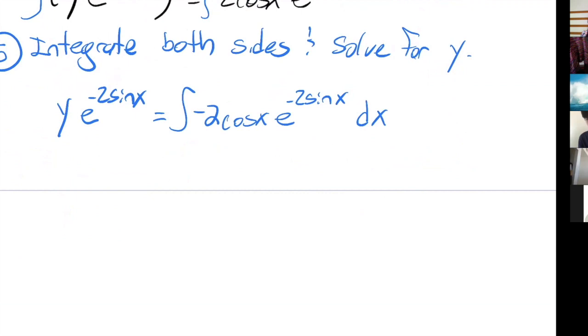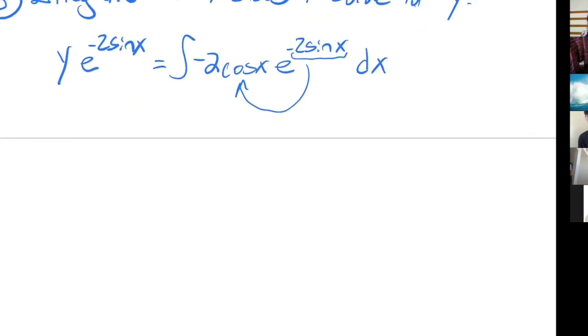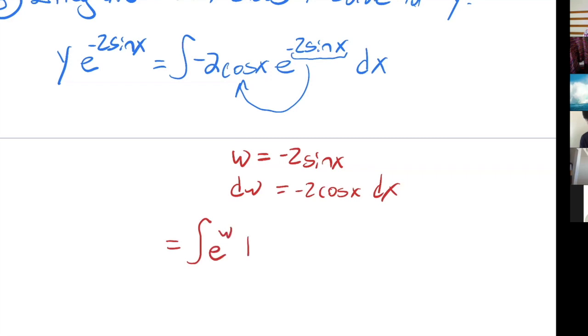How could we integrate the right side? You do U substitution? Yeah, this seems like a good candidate since there's some relation between the power inside the e and the derivative of that power matching up with the multiple in front. Yeah, so let's try w is equal to minus 2 sine x. And then dw is minus 2 cosine x dx, and that's perfect, right? So that would give us e to the minus 2 sine x.